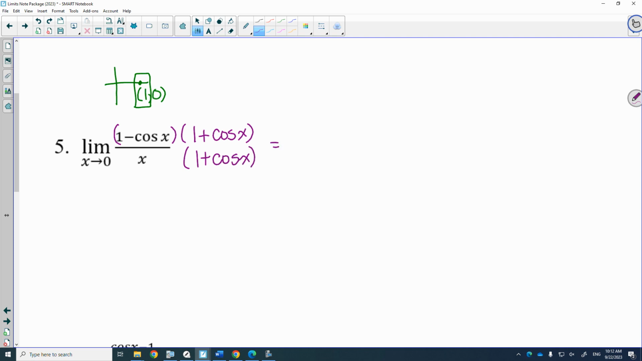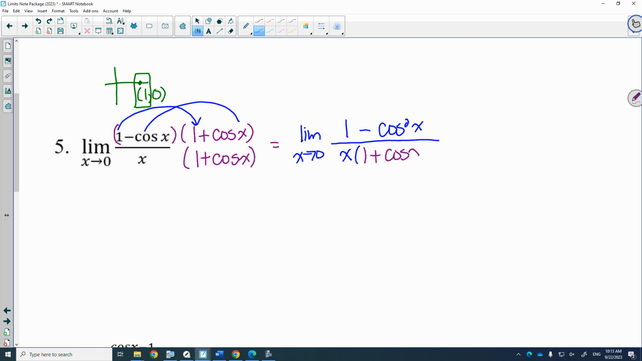This is equal to, so the limit as x approaches 0, remember just expand your conjugate. 1 times 1 is 1. Negative times positive will be negative, and it's going to be cos squared of x, all over x times 1 plus cos of x. Remember, don't expand unless you must. So I only expand the conjugate. I'm not going to expand down here because I'm hoping something's going to cancel. Okay, I do not want to do a difference of squares because if I do a difference of squares up here, I'm going to be back to where I started, right? So I don't want to do that.